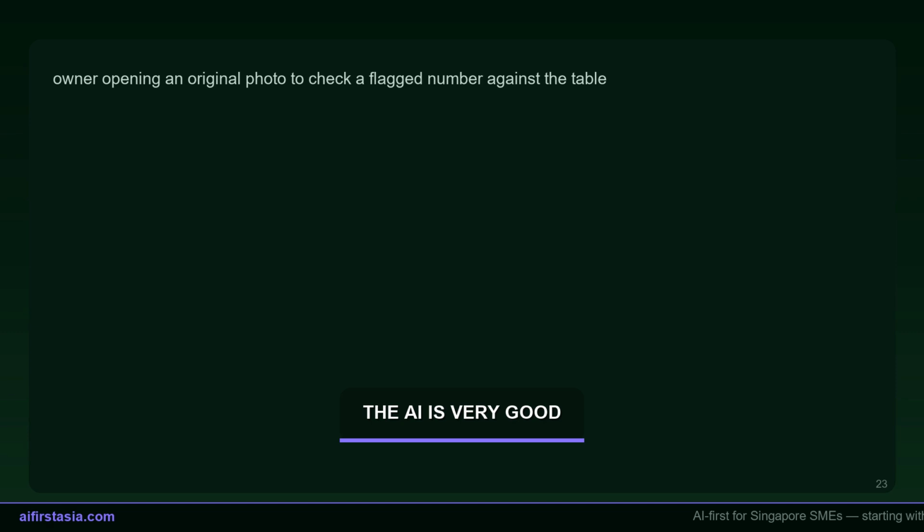The AI is very good at getting text out of pictures fast. You hold the judgment about which numbers have to be right. A simple way to start.